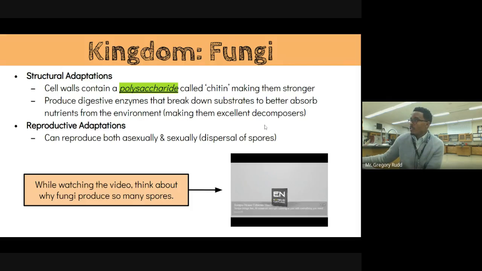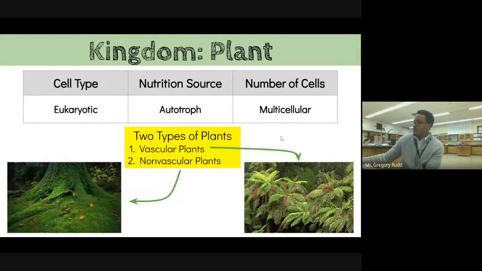Okay, interesting stuff there. The other kingdom that we're discussing today is the plant kingdom. Plants are also eukaryotic. Remember, eukaryotes have membrane-bound organelles.